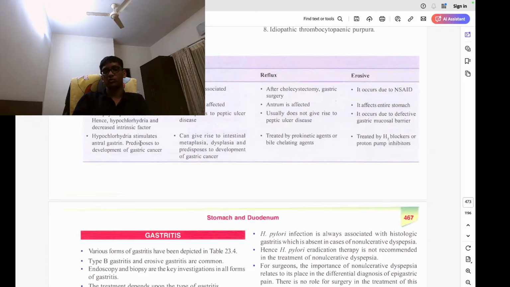Type A autoimmune is prone to gastric cancer. Type B has intestinal metaplasia, dysplasia and gastric cancer. Same thing, huh? Oh, wait. No. Peptic disease.